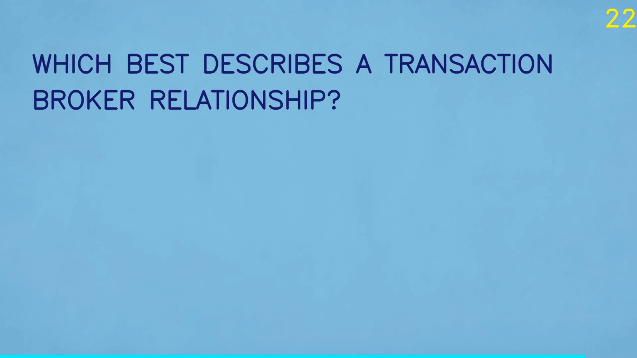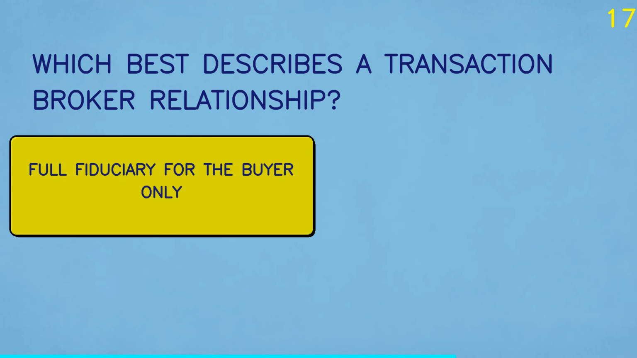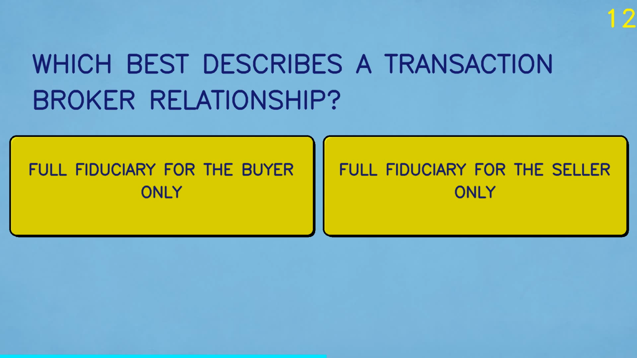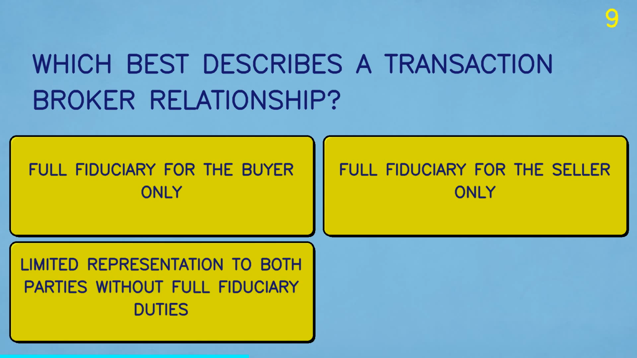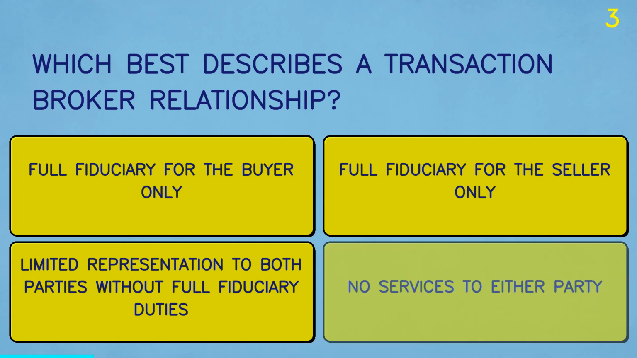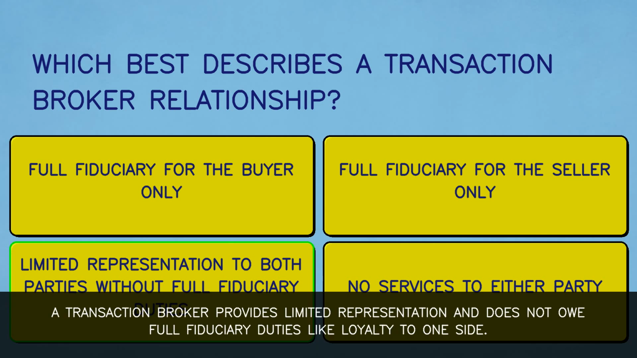Question 2. Which best describes a transaction-broker relationship? A. Full fiduciary for the buyer only. B. Full fiduciary for the seller only. C. Limited representation to both parties without full fiduciary duties. D. No services to either party. The correct answer is limited representation to both parties without full fiduciary duties. A transaction broker provides limited representation and does not owe full fiduciary duties like loyalty to one side.